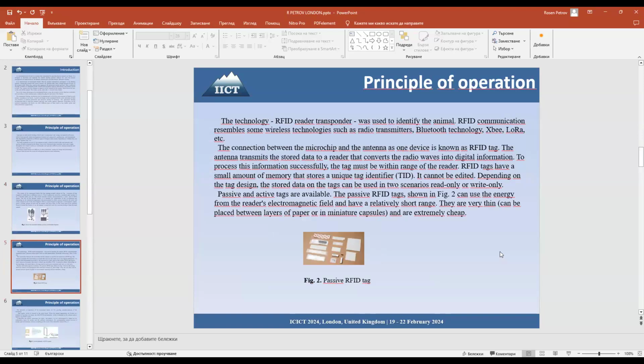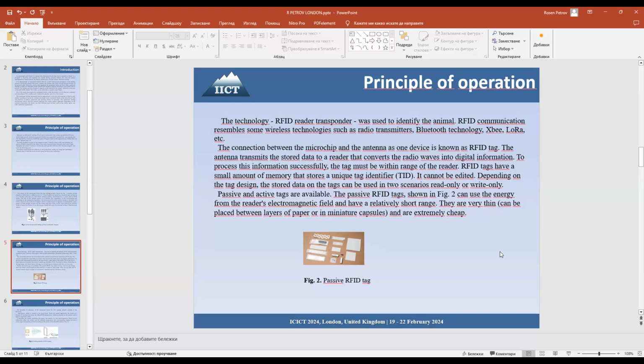The technology RFID, or radio frequency identification reader transponder, was used to identify the animal, and the communication resembles some wireless technology such as radio transmitters, Bluetooth technology, XBee, LoRa, and so on. The connection between the microchip and the antenna on the device is known as an RFID tag. The antenna transmits the stored data to the reader and converts the radio waves into digital information. To process this information successfully, the tag must be within range of the reader. The tags have a small amount of memory that stores a unique tag identifier called TID. It cannot be edited, and depending on the tag design, the stored data on the tags can be used in 2 scenarios, read only or write only.